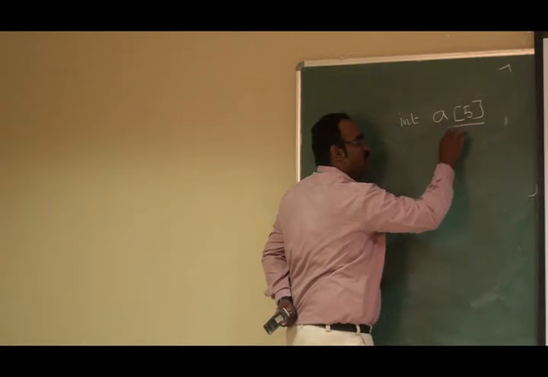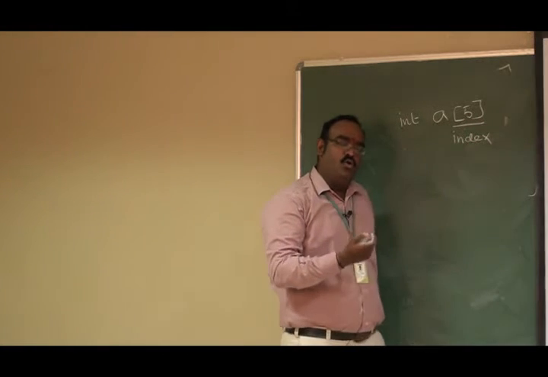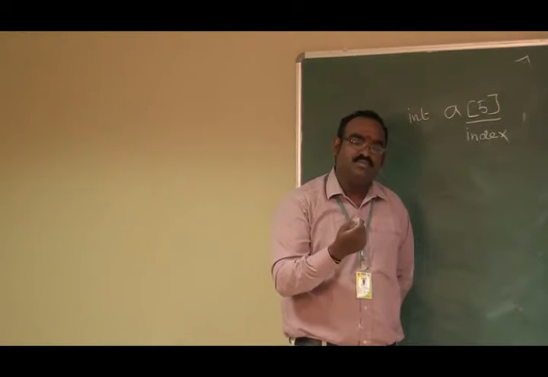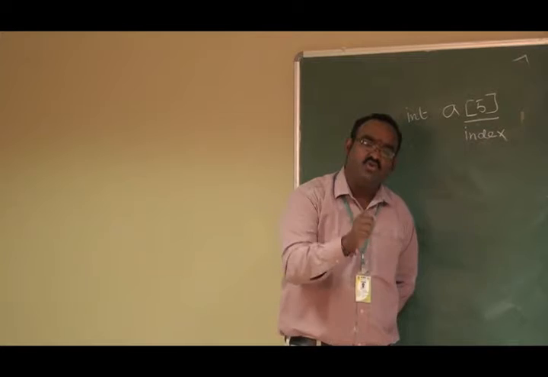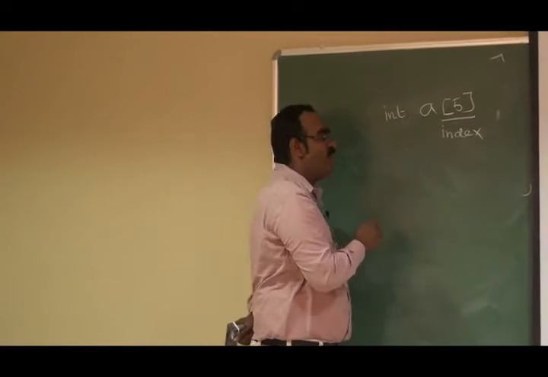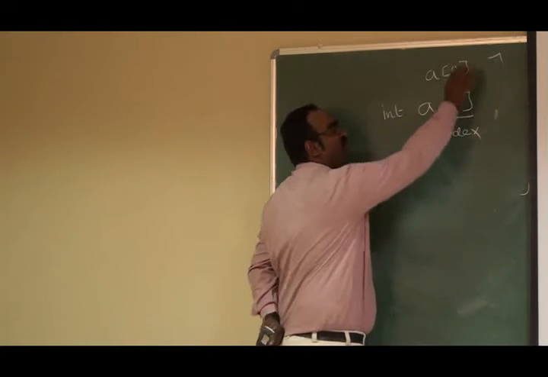I already told you this is indexing. What is an index? When you search for something in a textbook, you look at the index: which topic is on which page. That is indexing. In C, the lower bound starts with A of 0. So A of 0 is the first position.